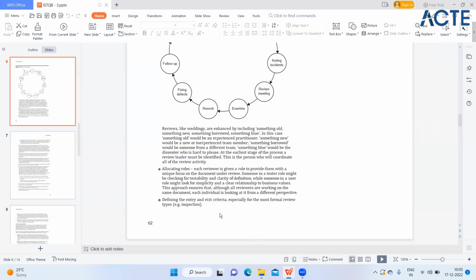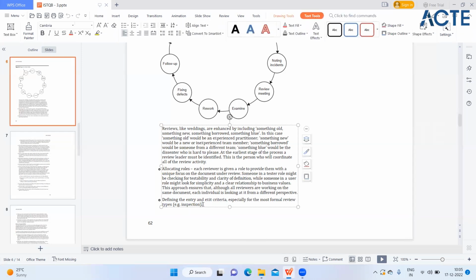Defining the entry and exit criteria, especially for the most formal review types, for example inspection. Okay, so we are defining the entry and exit criteria in our test plan document itself, correct? In the same way, we have to define them in the formal review also, like the entry criteria and the exit criteria, so that they are calling it inspection under a static technique.